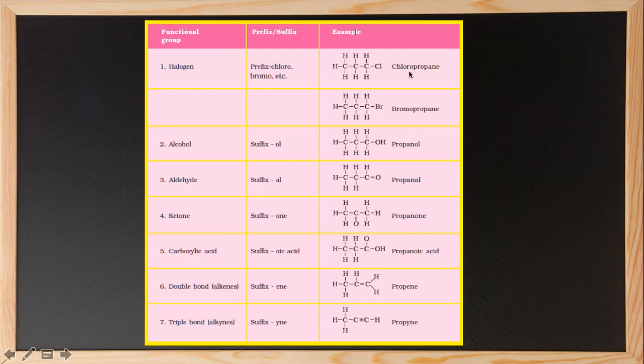That is before propane, you're adding chloro. That is before the phrase. So it is the suffix. But now in alcohols, you're adding the name as a suffix that is after the phrase. So it is 1, 2, 3.